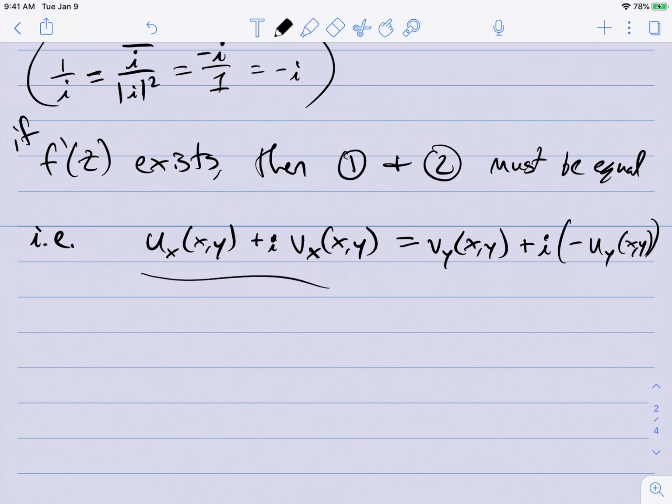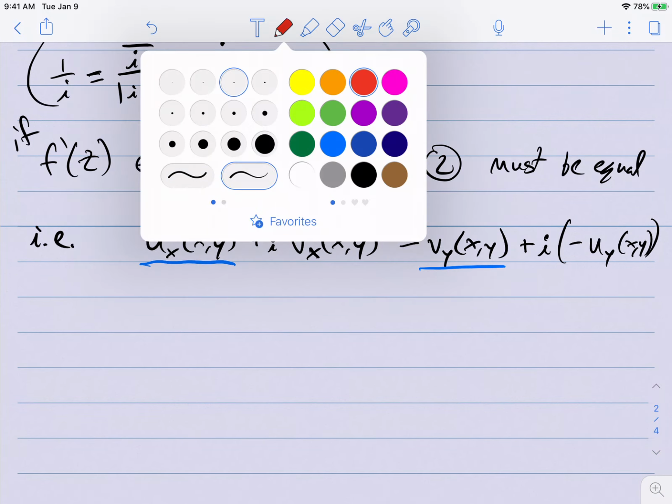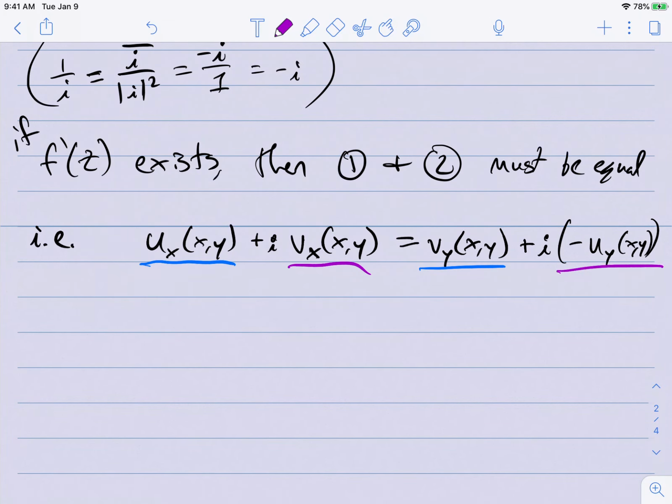Notice, so these are two complex numbers. If I plug in x and y, the left and right hand side are each complex numbers. And for two complex numbers to be equal, their real and imaginary parts must be equal. So those have to be equal, that's the real part. And maybe I should use different colors. And these have to be equal, because that's the imaginary part of these complex numbers.